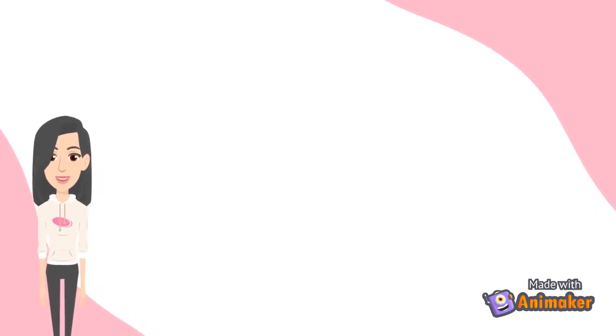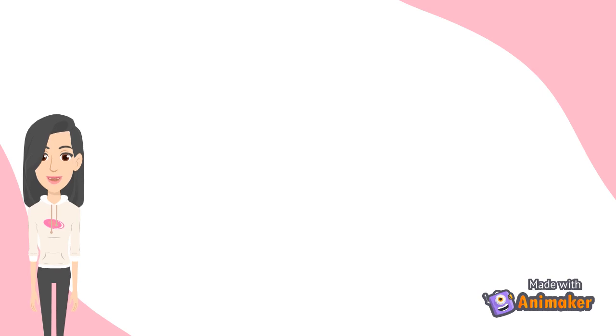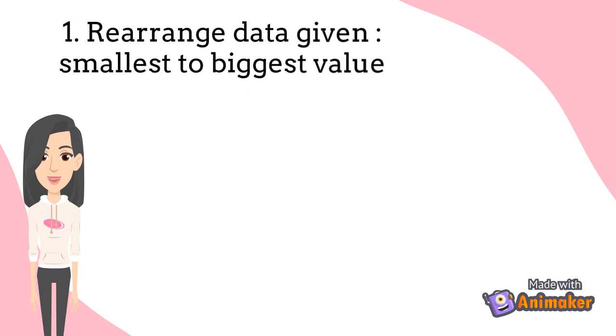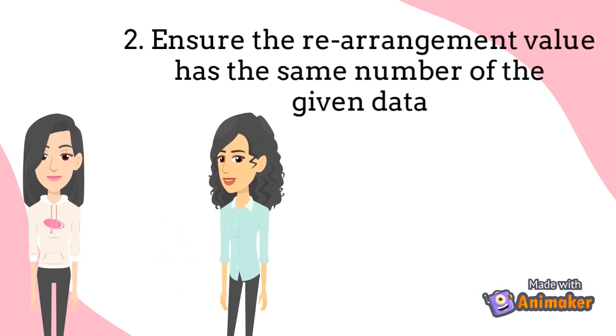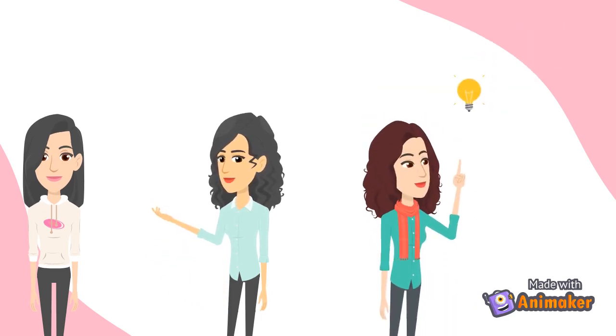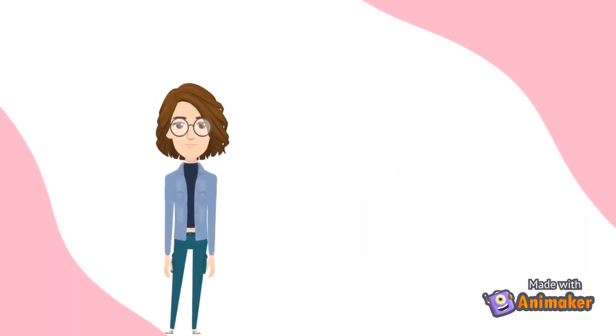Let us discuss how to answer questions for ungrouped data. So, the first step is to rearrange the data given from the smallest to the biggest value. Oh, I know what comes next. We need to ensure that the rearranged values have the same number as the given data. That is true, Atiqah. It is considered the most critical part when solving the question. Moving on, the next step is to use the correct formula when answering the questions.